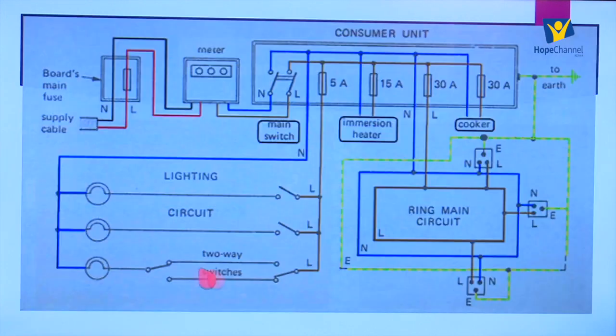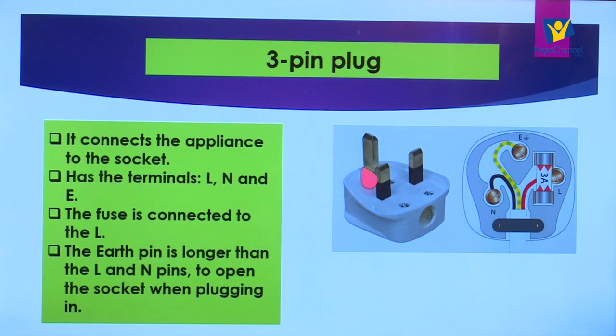Usually when we have a socket, you realize that these 2 holes are always closed, and so if we are to use a 2-pin plug to plug in, you need an object for you to press here so that these holes are open for you to insert a 2-pin plug. But if we have a 3-pin plug, then the earth terminal, that pin is made longer so that when you are plugging in, it opens the live and the neutral pin holes for you to plug into the socket. So that is what we are having.